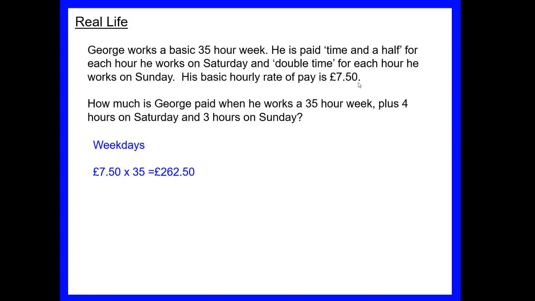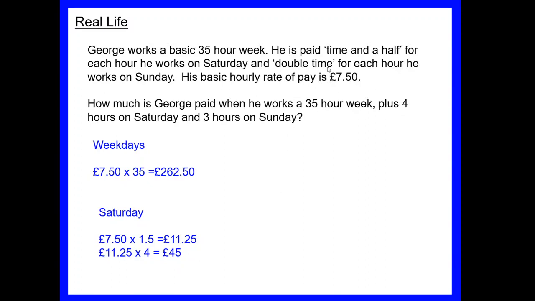Now it says on Saturday he gets paid time and a half. So time and a half is how much he'd normally get paid plus half as much again. So I need to first of all work out how much he's going to be paid per hour on a Saturday. So £7.50 times 1.5, so that's time and a half, means he gets now £11.25 for each hour that he works on Saturday, and he worked 4 hours, so he got £45 for Saturday.